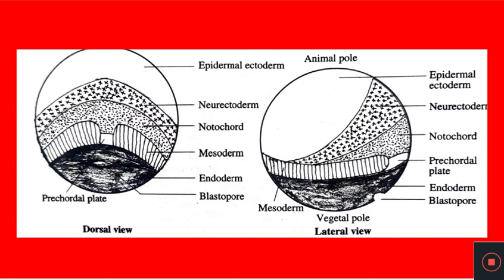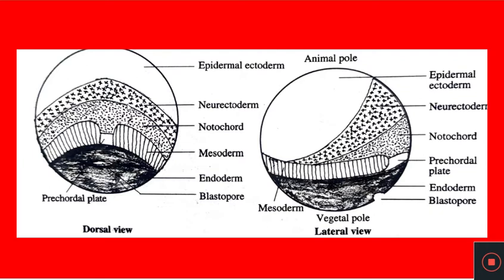Next is the prospective notochord and mesodermal areas. So, this is represented by a crescentic area. So, this is the crescentic area of grey color below the prospective ectoderm. So, it is seen below the ectoderm. So, this crescentic area represents the prospective notochord and the mesoderm.